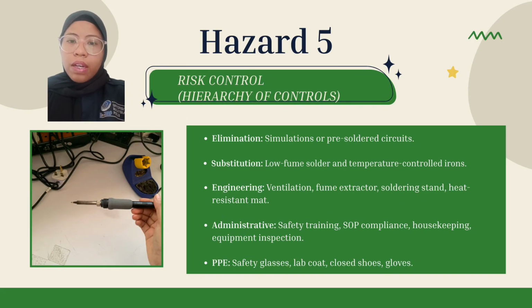Then for hazard 5, risk control, which is how we can prevent the hazard. First, elimination: simulation or pre-soldered circuit. Second, substitution: low fume solder and temperature control iron. Third, engineering: ventilation, fume extractor, soldering stand, heat resistant mat. Then administrative: safety training, SOP compliance, housekeeping, equipment inspection. And the last, wear PPE such as safety glasses, lab coat, closed shoes, and gloves.